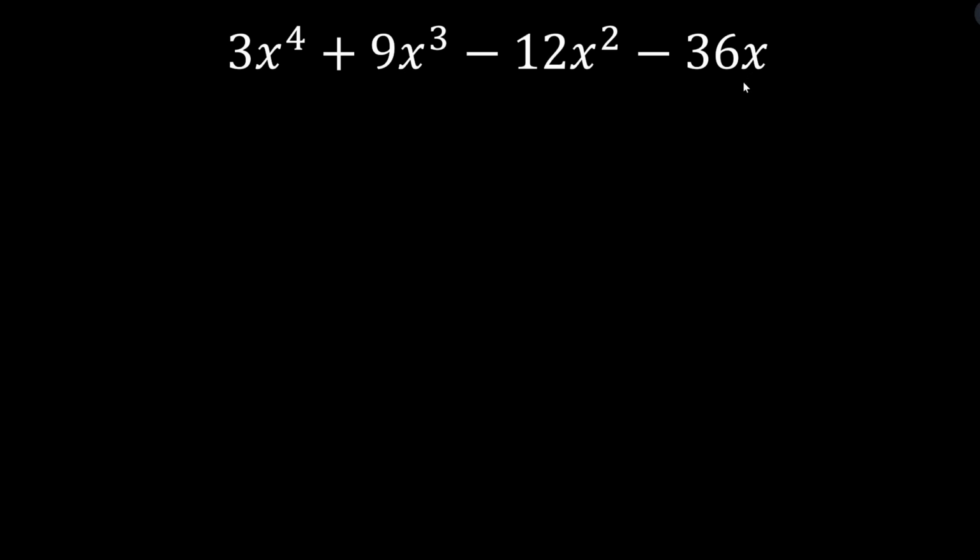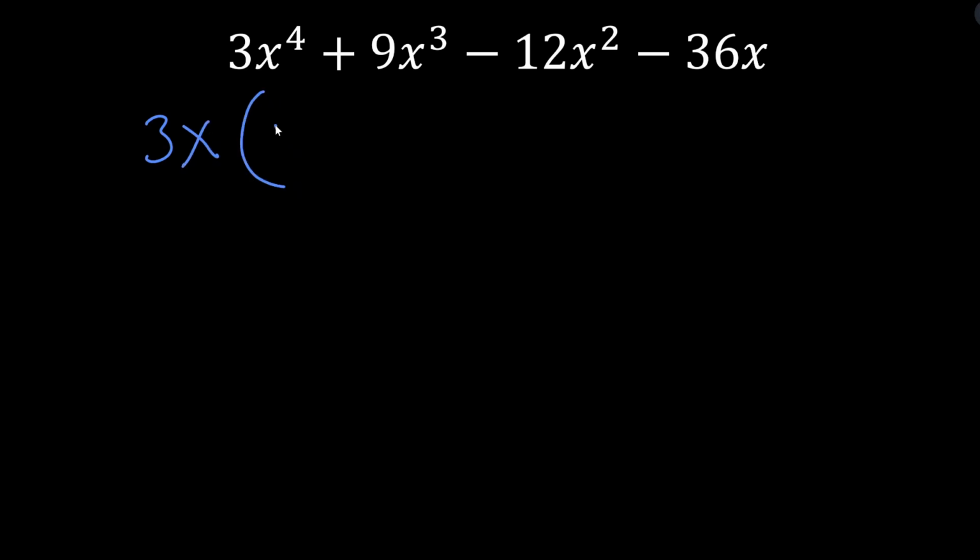So now the question is, can we also take out a number? Are they all divisible by something? 3, 9, 12, 36. Are they all divisible by 2? Well, no. 3 and 9 aren't even. What about 3? 3 is, 9 is, 12 is, and 36 is. And I think that's the biggest because we already have a 3 here. So that's what we're going to do. We're going to take a 3x out from the entire polynomial.